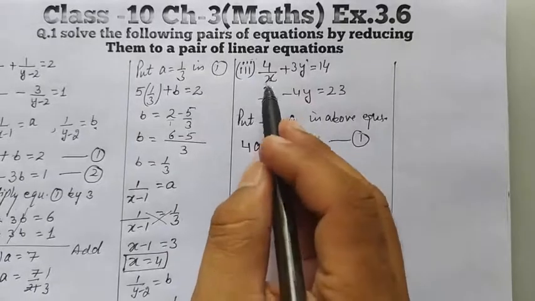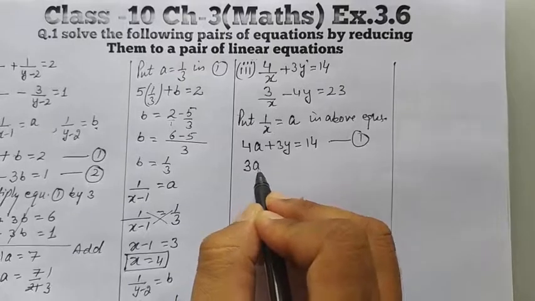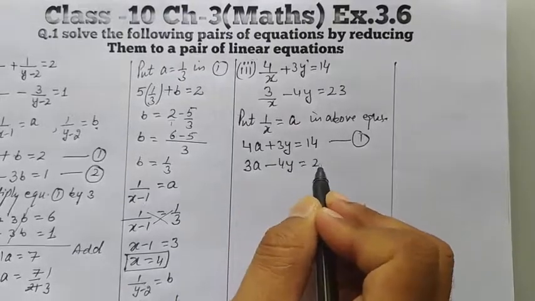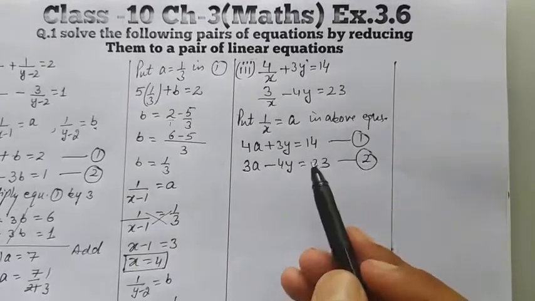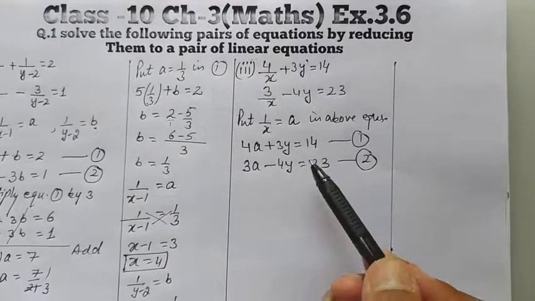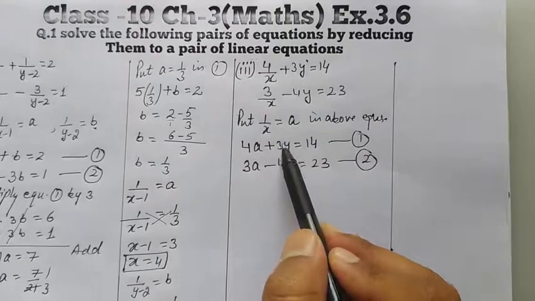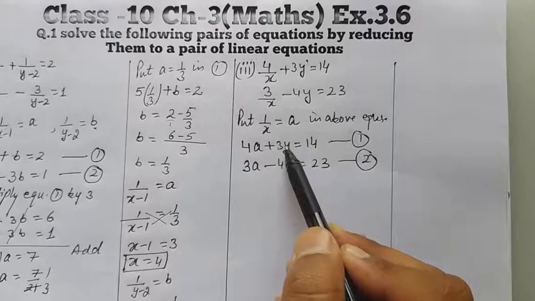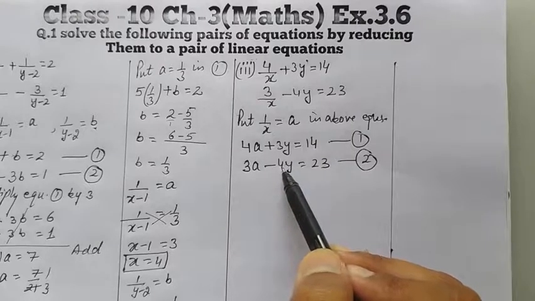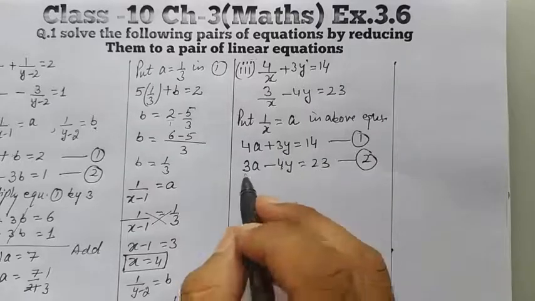Now next, 3 over x means 3 into 1 by x. So that is 3 into a minus 4y is equal to 23. Now we'll solve these two equations with the help of the elimination method. In the elimination method, we make the coefficient of either a or y the same in both equations. So if I multiply one equation by 4, I get 12y here, and this equation by 3, then I get 12y here. So the coefficients will be the same, so I can do it this way.